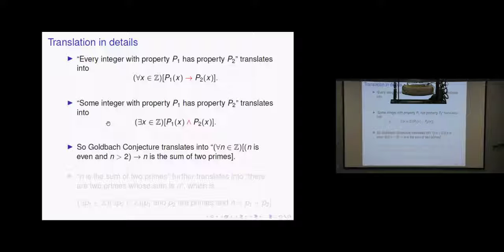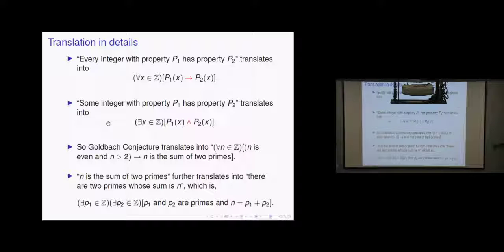Okay, so now if you agree with this translation, the Goldbach conjecture you translate into this. For every integer, if it has property P1, that is, if n is even and n is bigger than 2, then it has property P2, and then n is the sum of 2 primes. Okay, so far so good. Now let's open up this part. N is the sum of 2 primes.